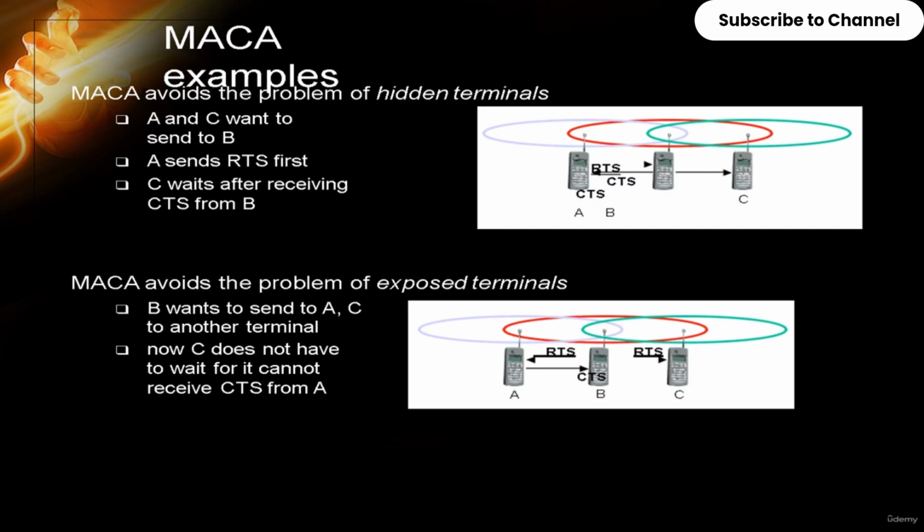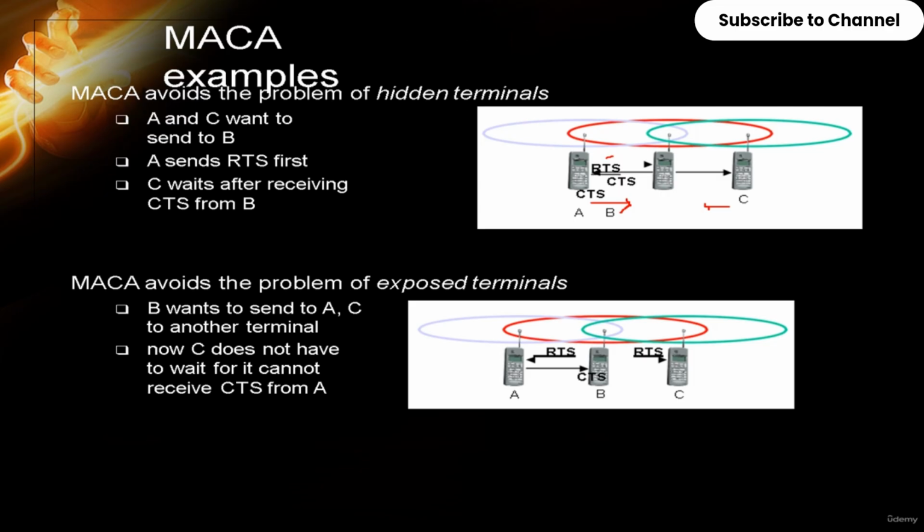Here A and C want to send data to B. A also wants to send data to B, and similarly C also wants to send data to B. Initially A sends the message RTS, request to send. Then C waits until it receives CTS from B, clear to send. Till then C will be waiting, hence no collision will occur.